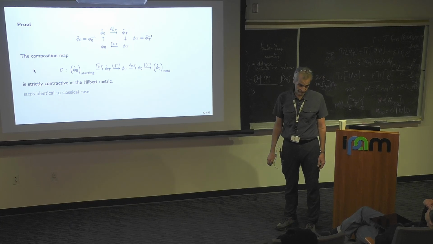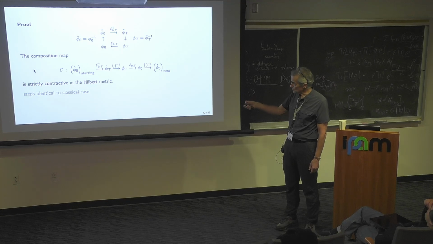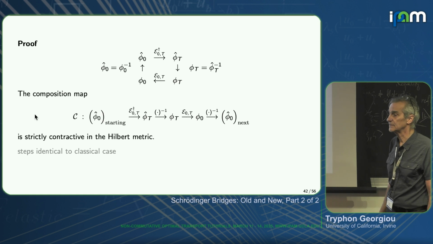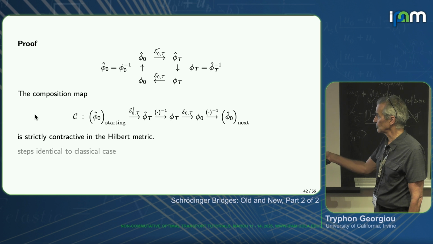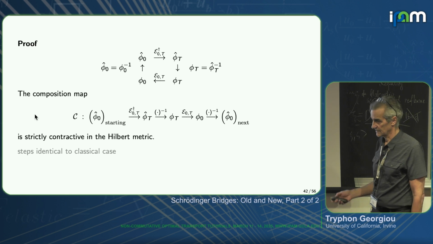That's the proof. It's strictly contractive because the inversion here is an isometry in the Hilbert metric. Okay? And the forward and the backward mappings here are strictly contractive. This is it. Okay?